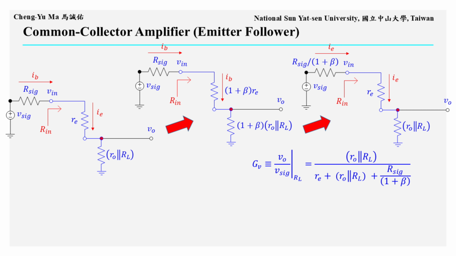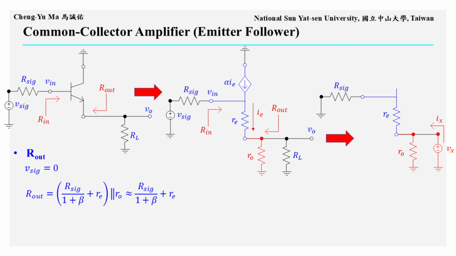The same idea can also be applied in the opposite direction. The source resistance R sig, which is originally described by the base current IB, can be reflected to the emitter side by dividing it by 1 plus beta. Then R sig over 1 plus beta, Re, and Ro in parallel with RL are all described by the same emitter current IE and can be treated as a series path. Therefore, GV can also be written as Ro in parallel with RL, divided by R sig over 1 plus beta plus Re plus Ro in parallel with RL.